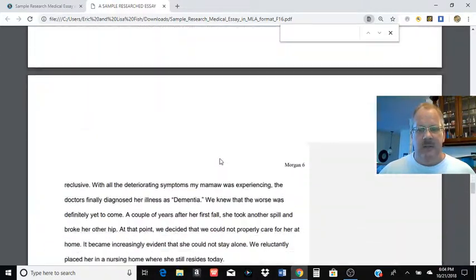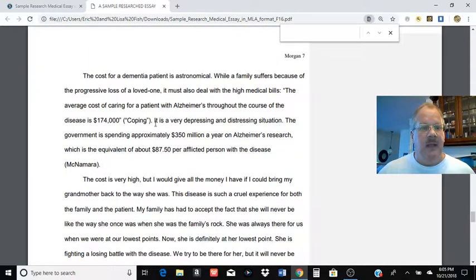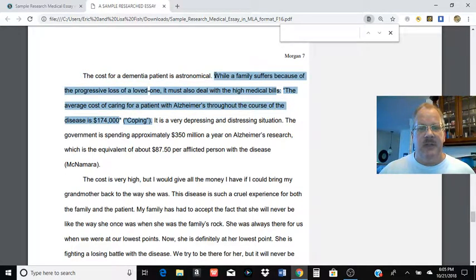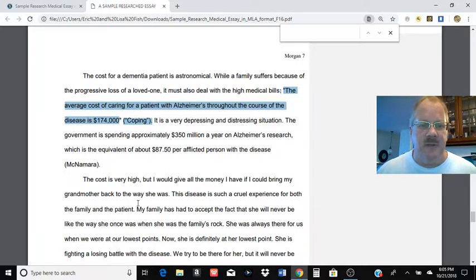There's another one down here on page 7. Well, I thought there was. There it is. And again, notice she does a good job. She introduces the quote. If it's a full sentence with the introduction, use a colon. It's a good way to get your colon into your essay. Then she gives a quote. The quote is in quote marks: The average cost of caring for a patient with Alzheimer's throughout the course of the disease is $174,000. Ends the quote, gives a citation, and then the period comes after the citation. It's exactly what a short quote should look like.